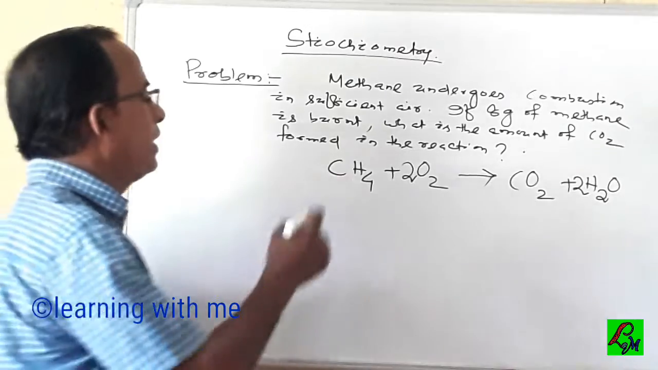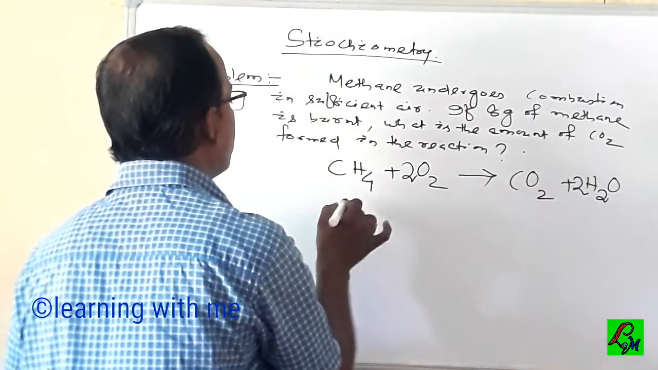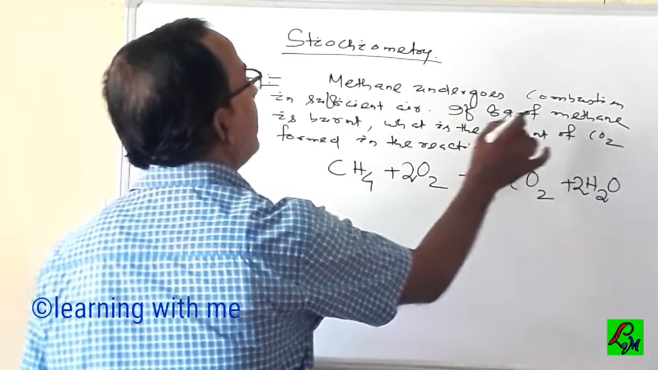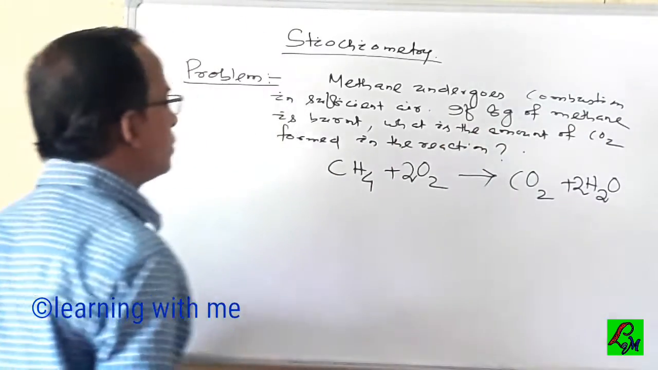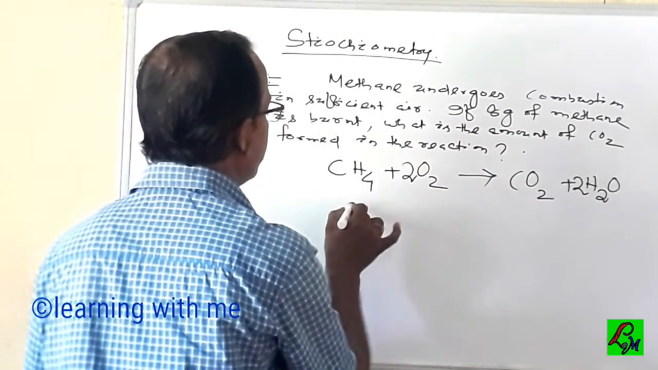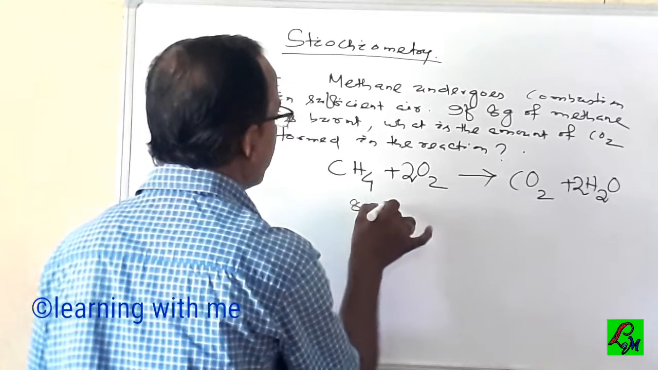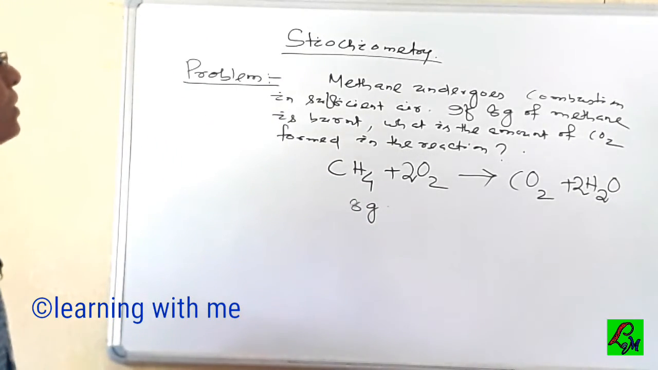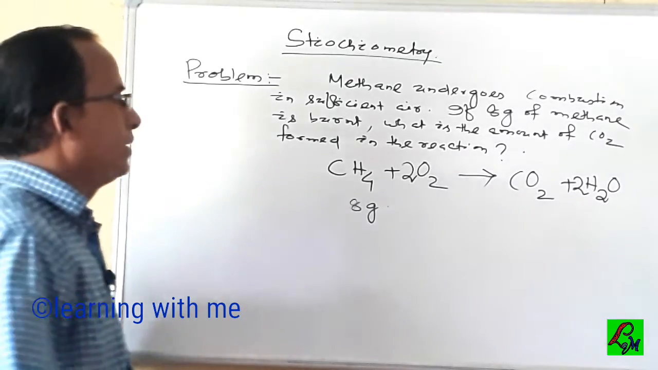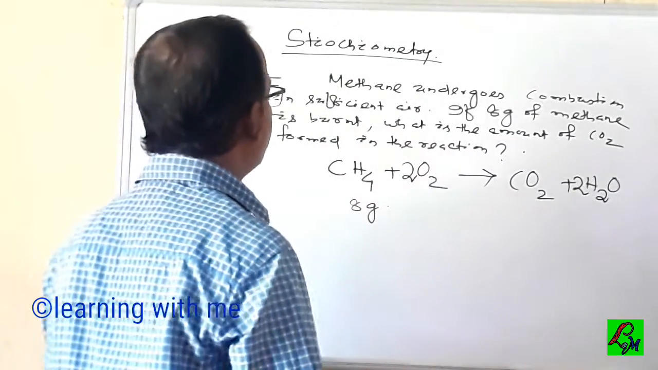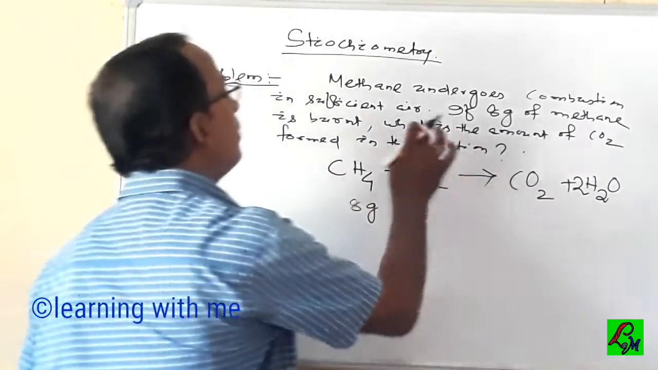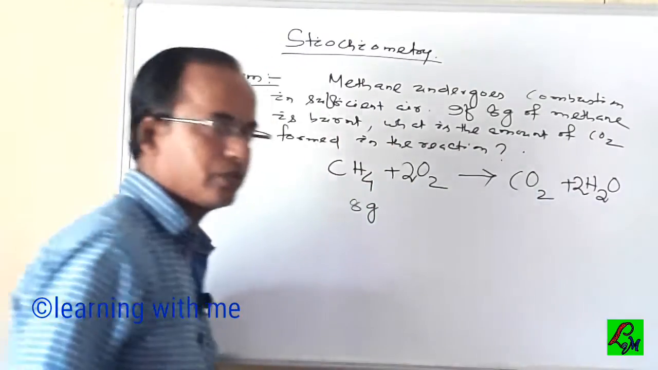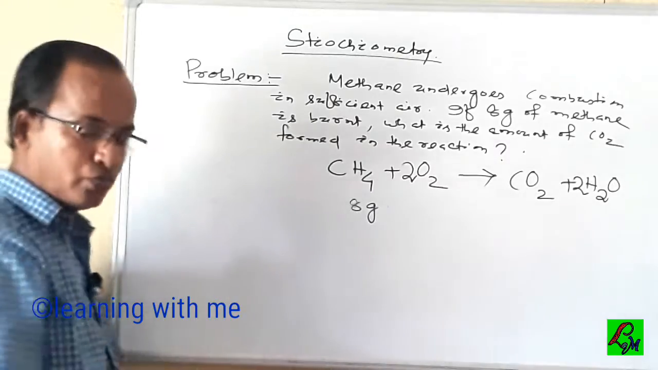But here it is given that 8 gram of methane is burnt in oxygen to produce carbon dioxide gas. We have to find out what is the amount of carbon dioxide formed in the reaction. So this is the question tag.